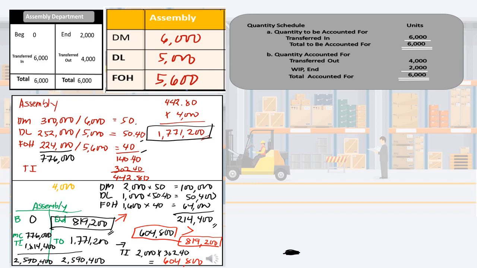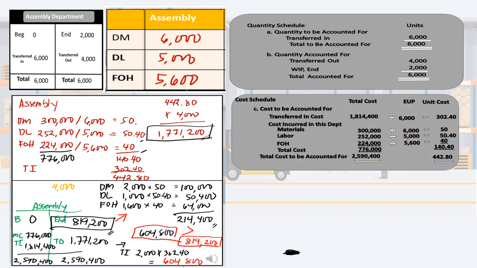So, punta naman tayo dun sa cost schedule, yung letter C, which is the cost to be accounted for. So, as a tip, ang paglalagay po ng amount ay from left to right. Unahin natin yung total cost, then ilagay natin yung EUP to determine the unit cost. So, since na-compute na natin dyan last time, ilalagay lang po natin yung mga amount, di ba?